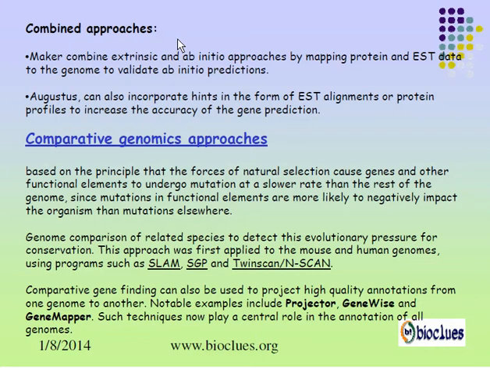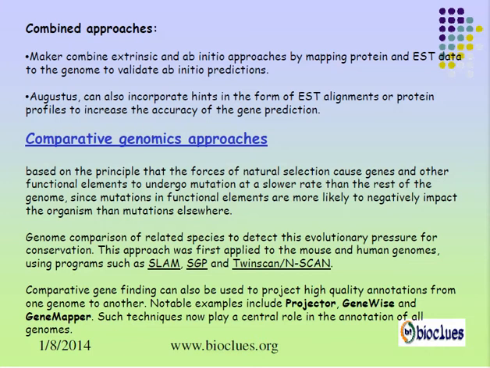Combined approaches are approaches which include both intrinsic and extrinsic methods, and it is always good to use a combination of approaches to reach consensus. So the combined approach uses both intrinsic and extrinsic approaches, and it uses EST alignments and protein profiles to increase the accuracy of gene prediction.